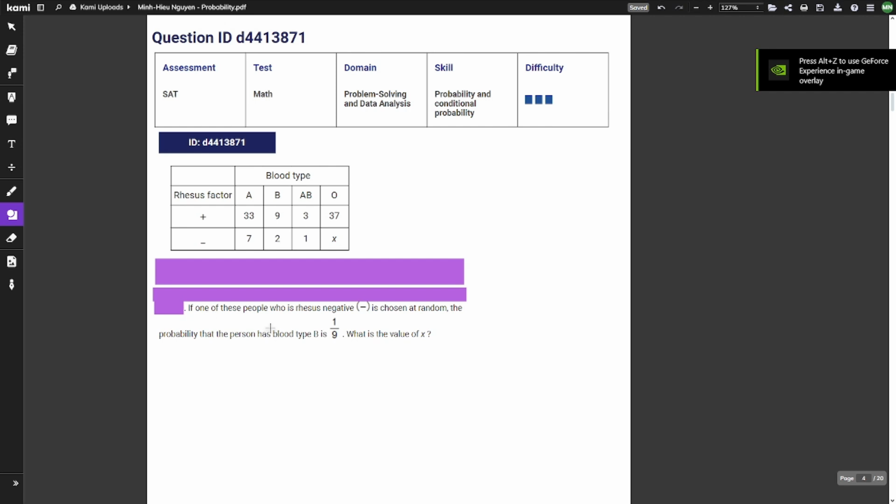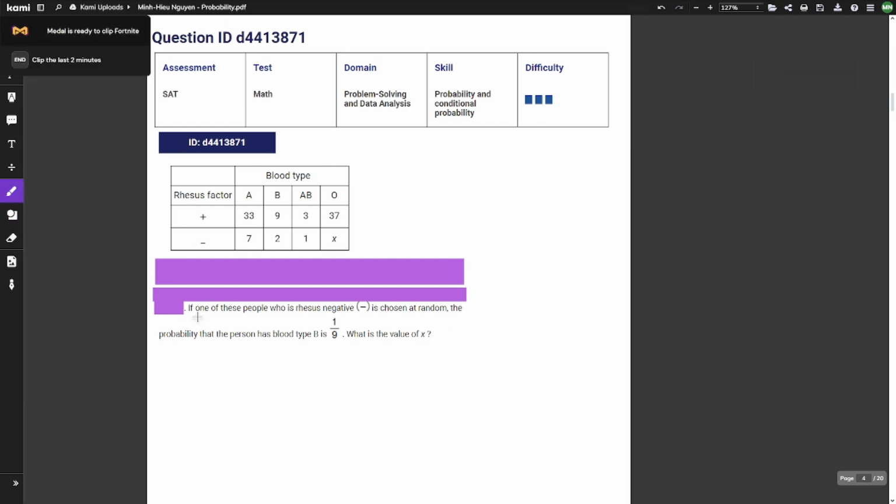Okay? So, once again, it's really just a sentence with the question mark, so let's start reading. If one of these people who is rhesus negative is chosen at random, the probability that the person has blood type B is 1 over 9. What is the value of X?